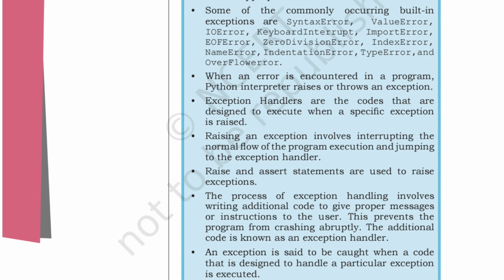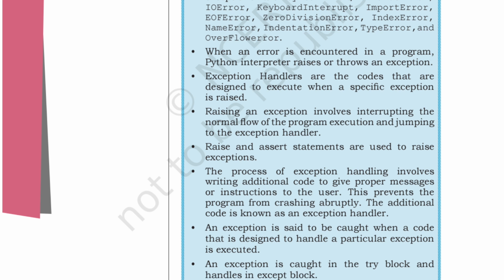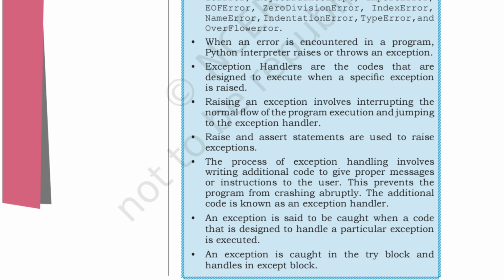Exception handlers are codes that are designed to execute when a specific exception is raised, right? And raising an exception involves interrupting the normal flow of the program execution and jumping directly to the exception handler if there is any exception or any error. Then we also saw the raise and assert statements. Then what else did we see? We saw the crashing abruptly at the time of coding.